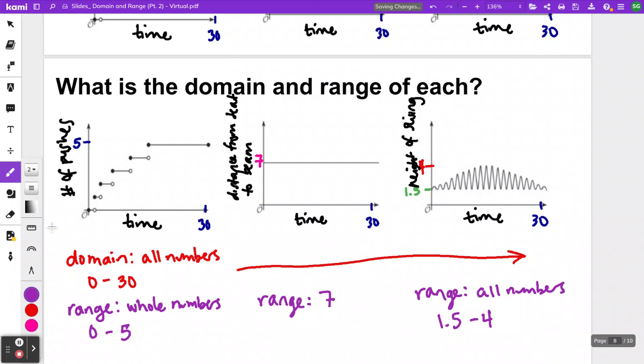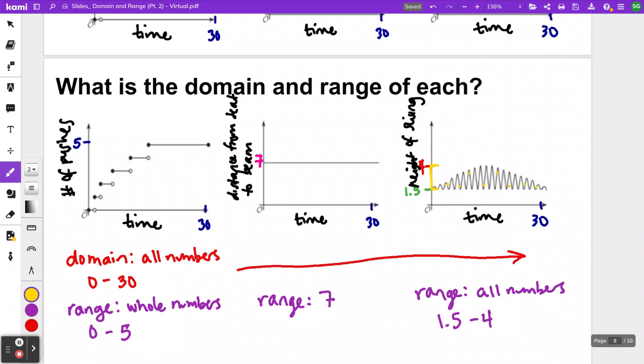Notice that the height of the swing always stays in this area here. There's never a point in time where it's a number not between 1.5 to 4. And so our range is all numbers from 1.5 to 4.